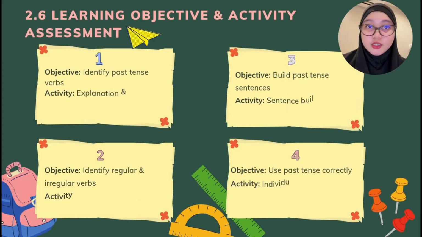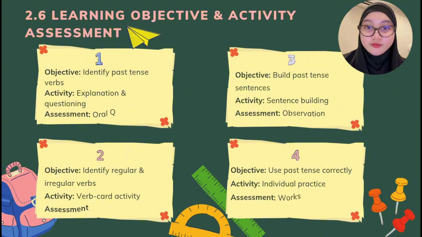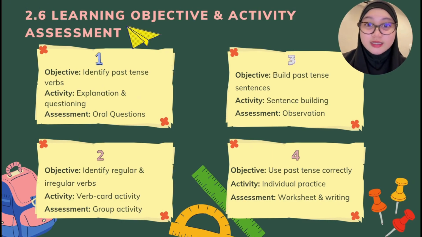For this section, I will explain the learning objectives, activities, and assessments used in our simple past tense lesson. First of all, the students will learn to identify past tense verbs through teacher explanation and questioning. The teacher will introduce examples of past tense verbs and the students need to answer oral questions to check their understanding of this lesson.